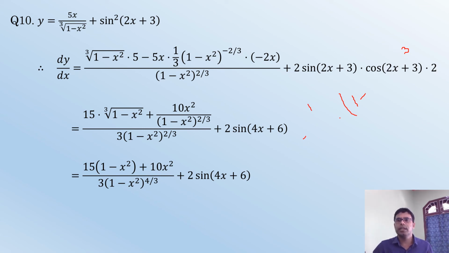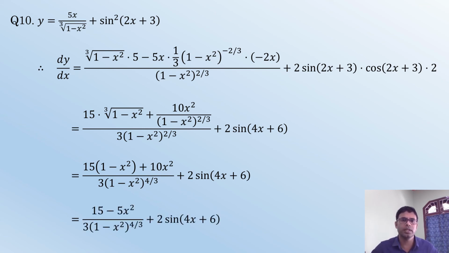So I am erasing this. So next one, this one, simple, 15. This is 15 minus 15x square plus 10x square, which is minus 5x square. 3 into this one and this one, and this completes the solution of the problem.